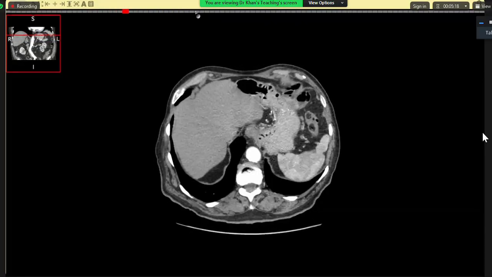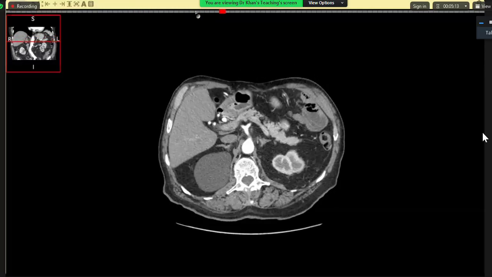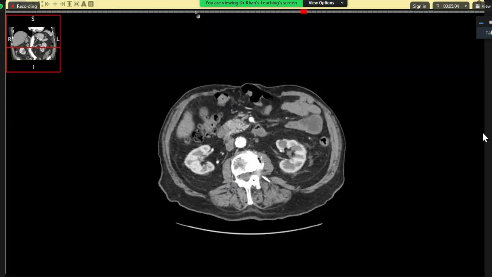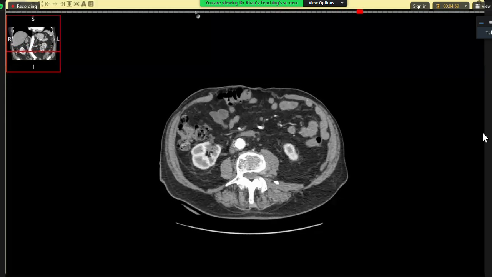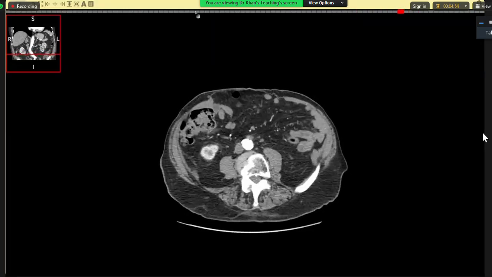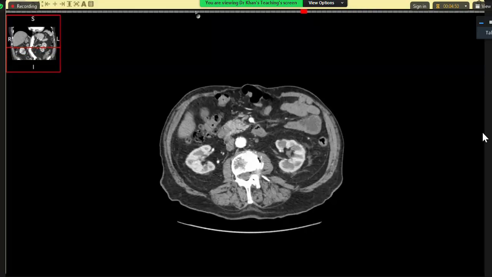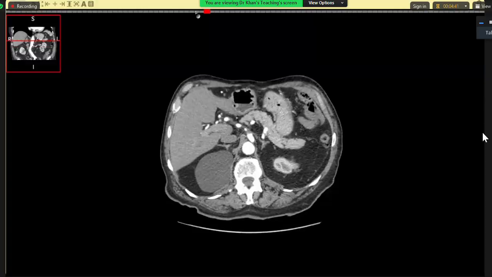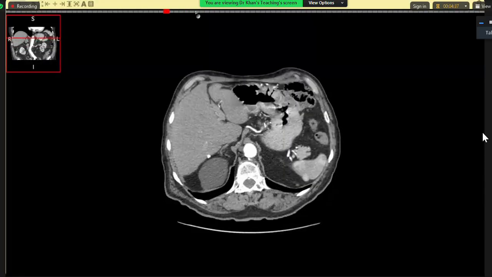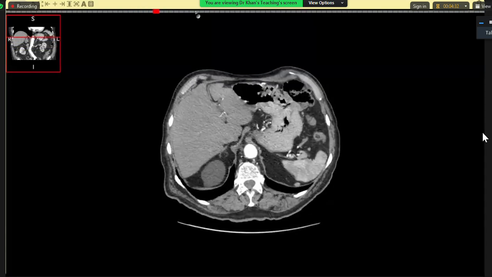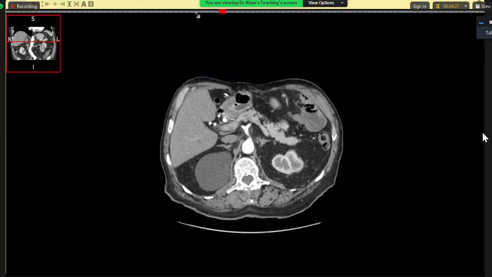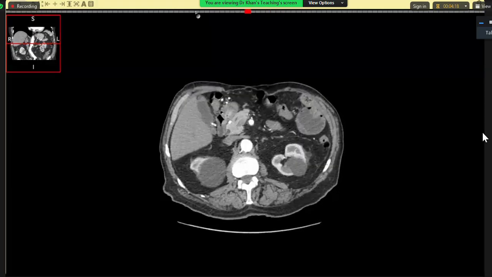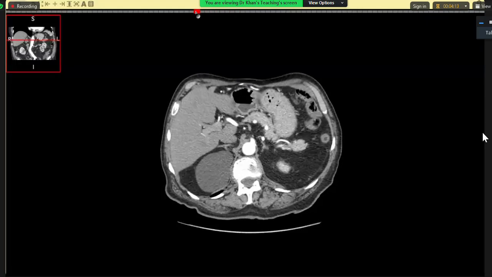Okay, this is axial CT abdomen with contrast, with arterial contrast for a patient presented with upper abdominal pain. The patient is presenting with epigastric pain, so I would like to check the epigastric area. I can see that the pancreas appears normal with no surrounding fat stranding, and no dilatation of the pancreatic duct. The gallbladder also appears normal. CBD appears normal to me.